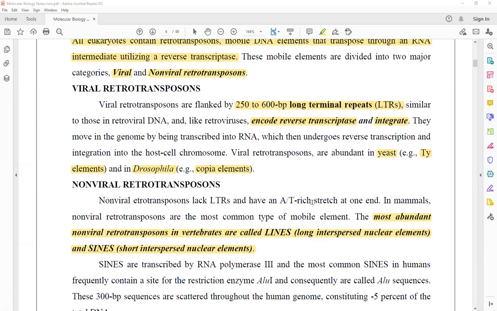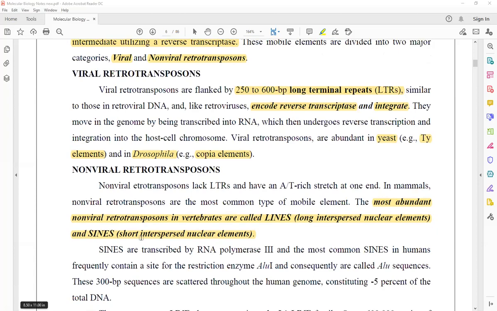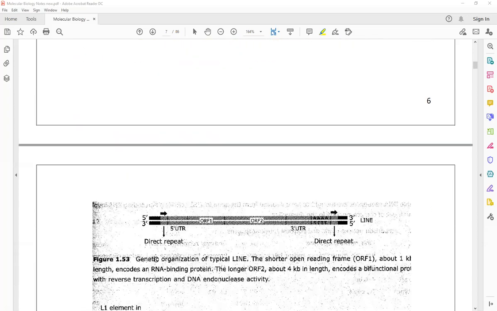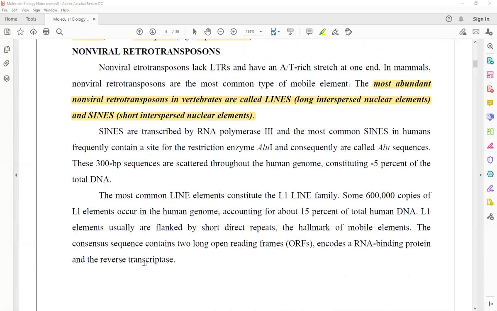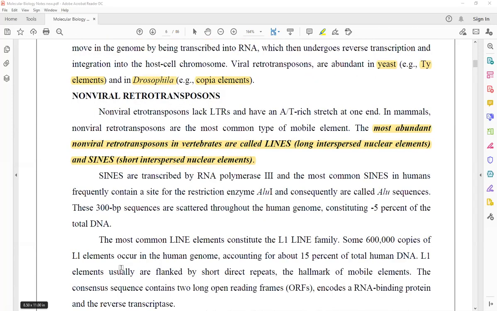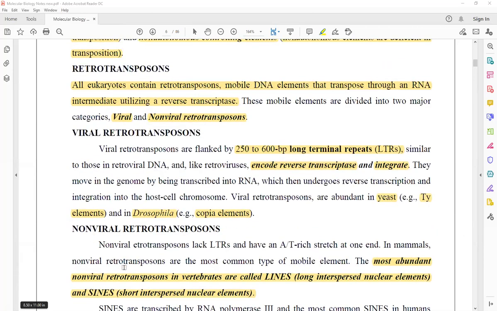That's all for today, because we have to study the LINE and SINE from the next book, the seventh edition of the Pathfinder, because there is information given there which is not present here. So we would be looking at that in tomorrow's lecture.